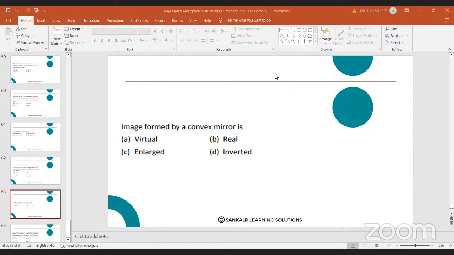See, in the convex mirror we get only one case. The image formed will be virtual always, but in the concave mirror, in 5 cases you get a real image. Only in one case you will get the virtual image. Remember that in the convex mirror the image formed is always virtual.